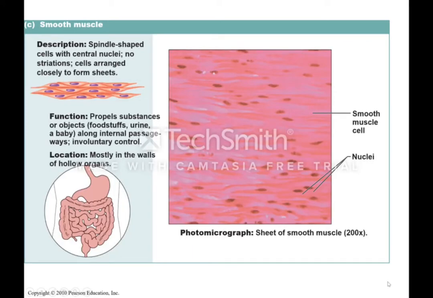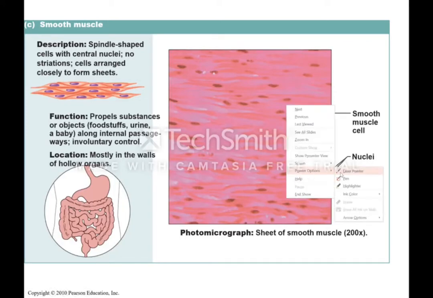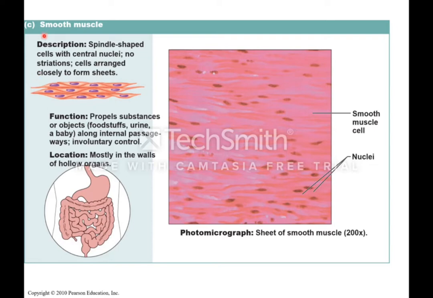The last type of muscle tissue is smooth muscle, which is located mostly in the walls of hollow organs such as the stomach, intestine, urinary bladder, uterus, and other hollow organs in the body.